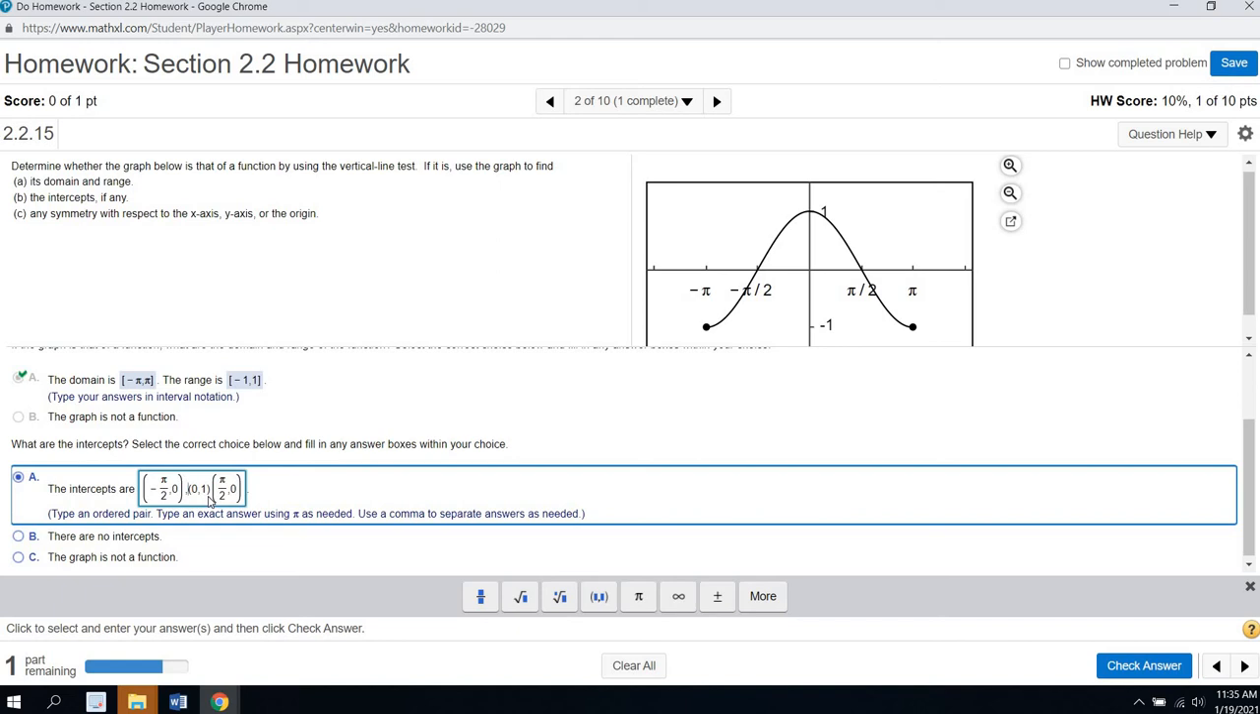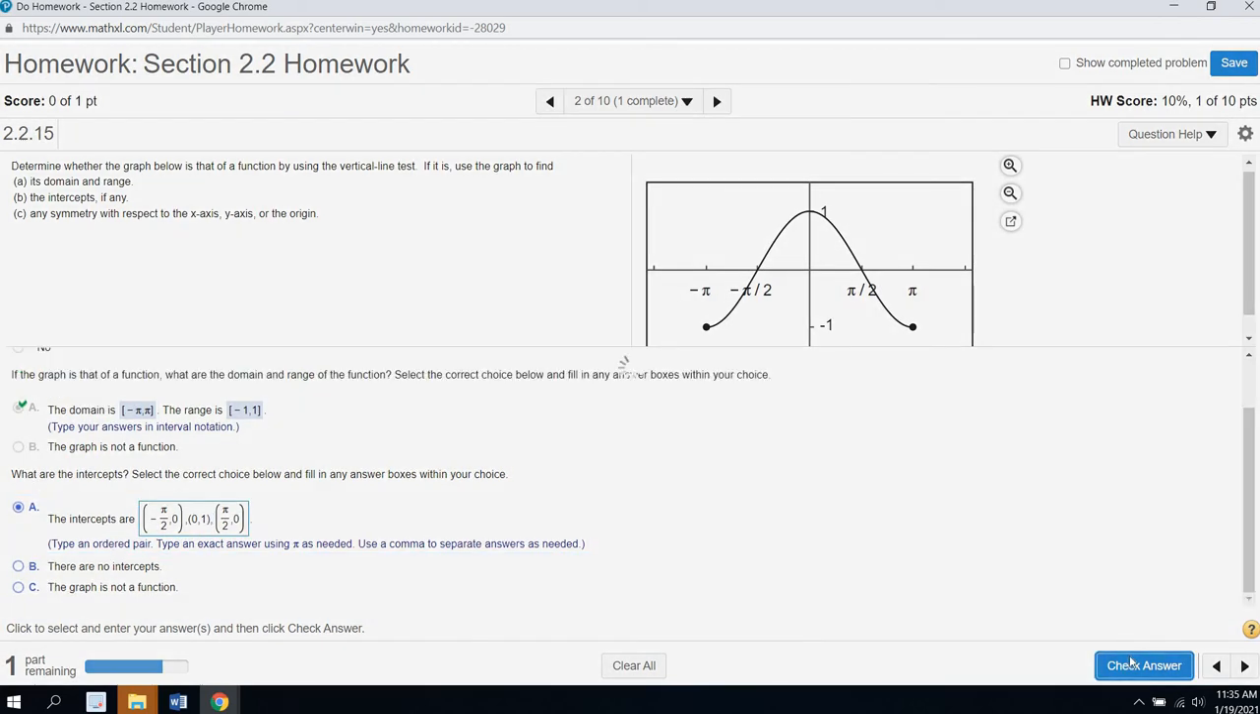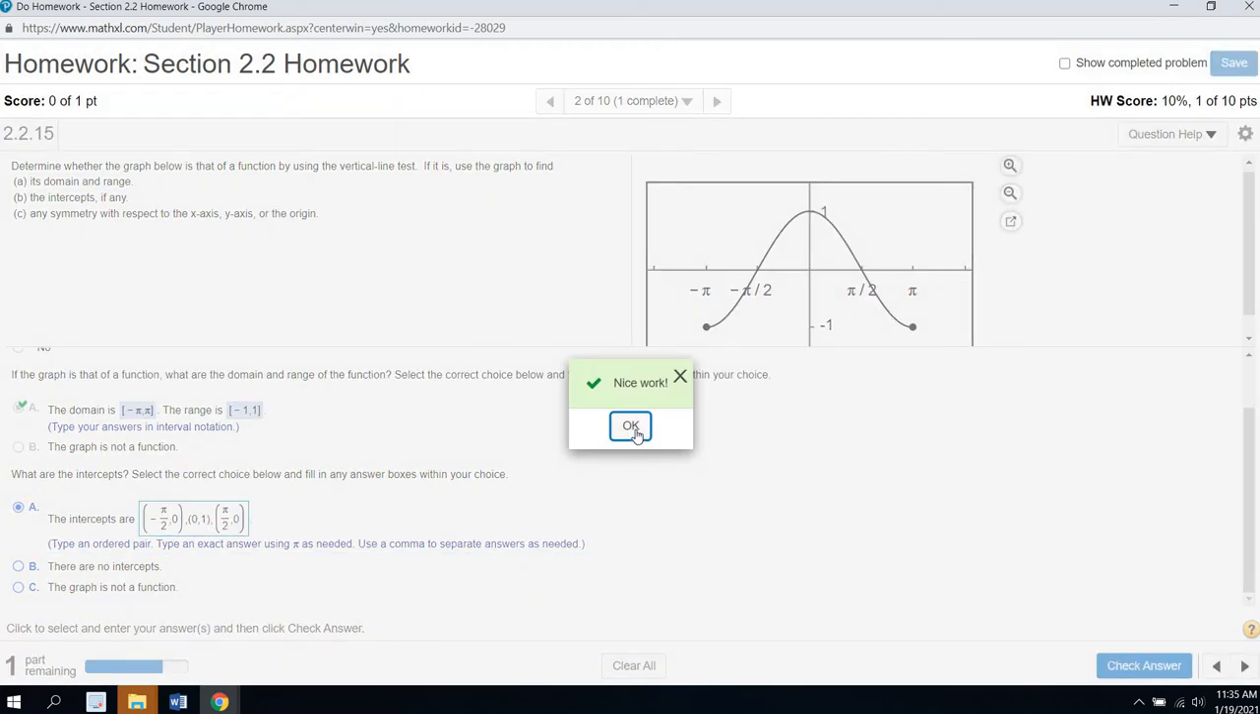Let me get some commas in there. I don't think it got that last comma that I put in there. Now let's check that with the commas in there. Nice work. So that's important.